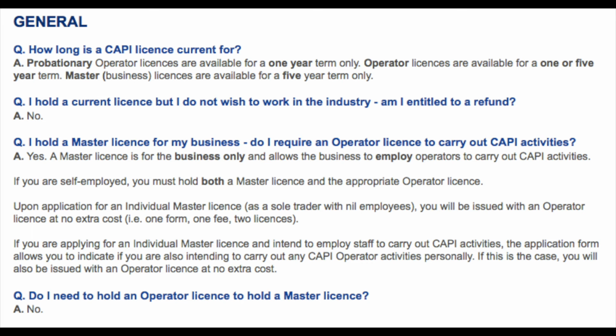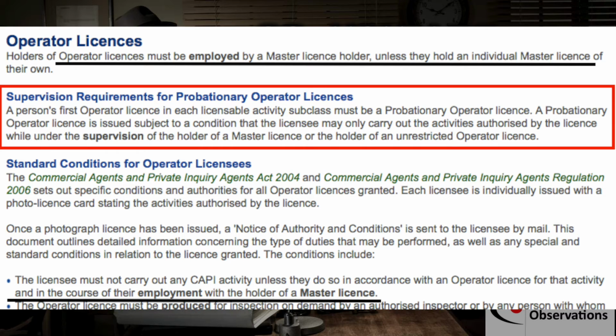Now, you need to hold this license for 12 months. It doesn't say that you have to work for the entire 12 months. It just says that you've got to hold your license for 12 months. After you've received your probationary license, you need to start applying to the larger investigation firms to become an employee.